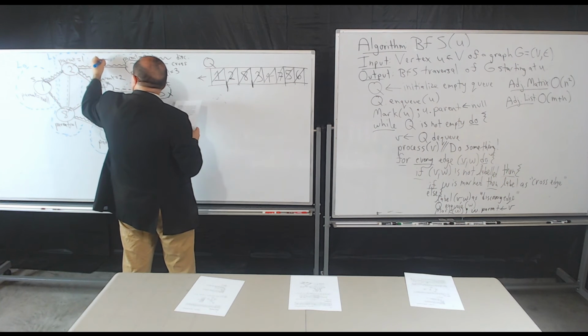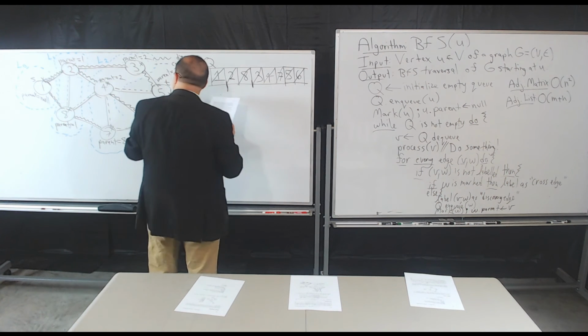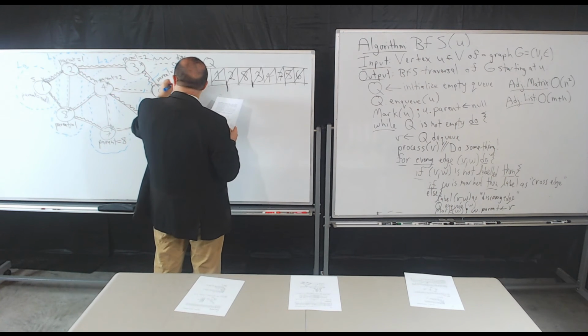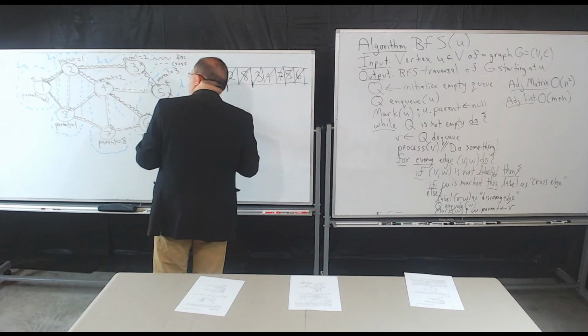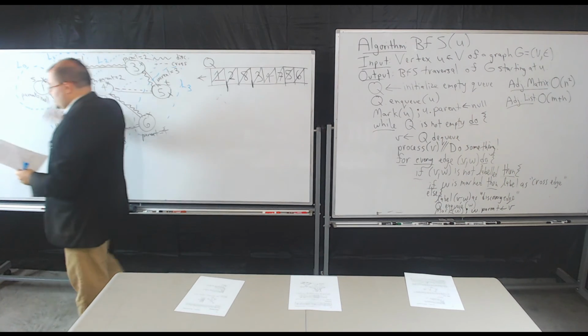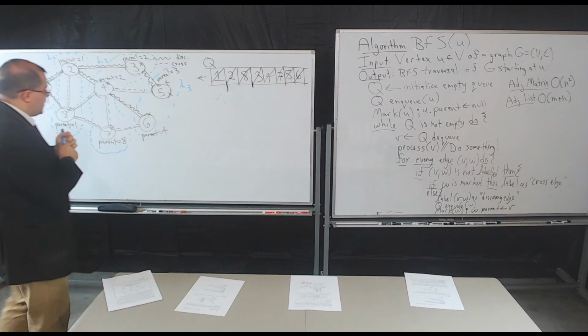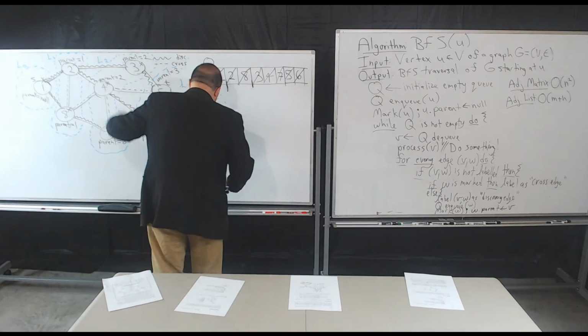They're all part of level 2. And how about these last 2? They're part of level 3. Now, the big thing I want you to observe here is how many edges does it take me to get from that vertex to the next level?